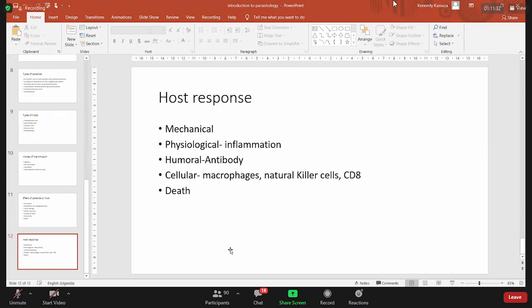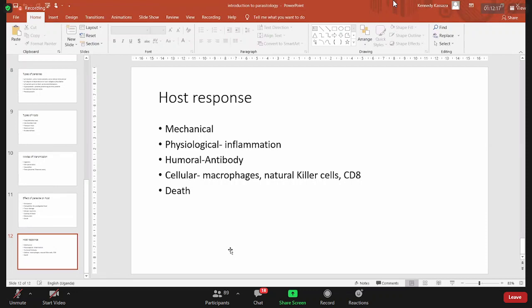So the relationship between the parasite and the host is not a bed of roses, because parasites have got to meet challenges. They are resisted by the host, and the host can respond. For example, when a mosquito bites a human being, the human being will respond by trying to kill the mosquito with a blow. That's mechanical.